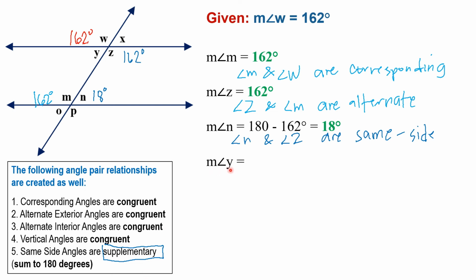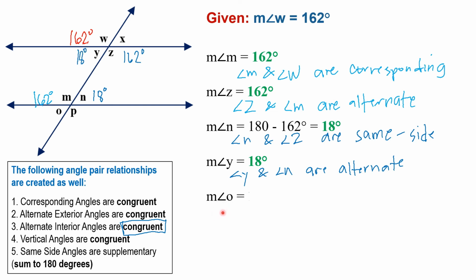Next, how about angle Y? Where is angle Y? Over here. It is easier to identify the measurement of angle Y if we pair it with angle N, because angle Y and angle N are alternate interior. So they are alternate, and for alternate interior, they must be congruent. So therefore, the measurement of angle Y must be equal to the measurement of angle N. So it must also be 18 degrees. Let us write 18 degrees.